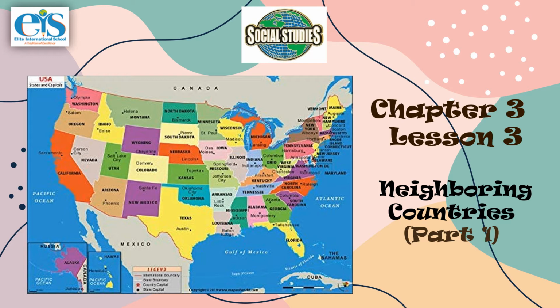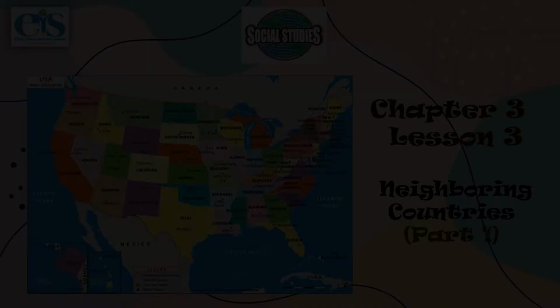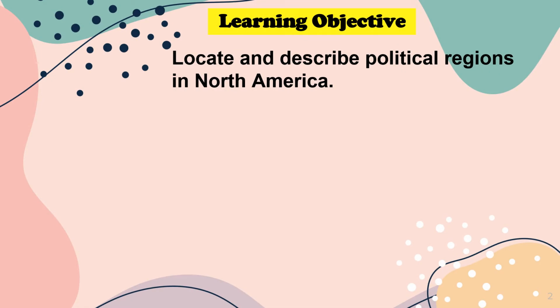That's great. All right, so today we're going to discuss part 1 of lesson 3, neighboring countries. The learning objective of the lesson is to locate and describe political regions in North America. All right, so again, grade 4, when you say political region, it is a place where people share a government, and United States is an example of a political region.